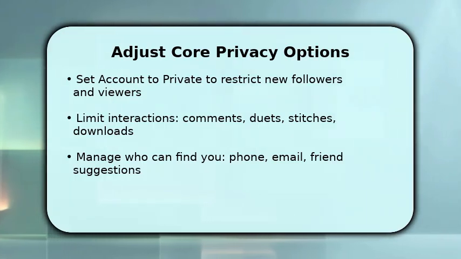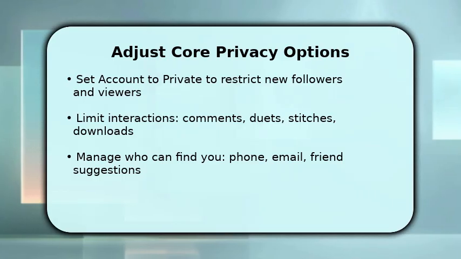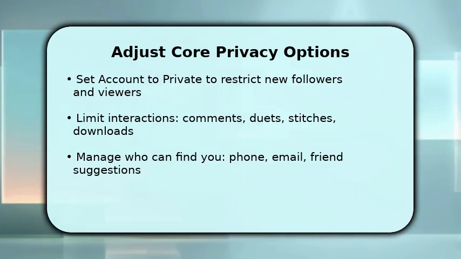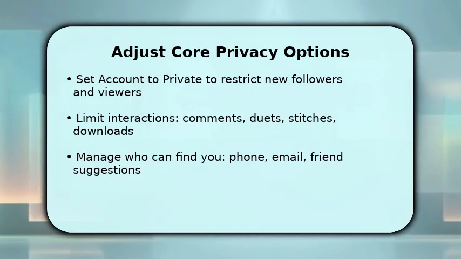Next, go through interactions. Set comments, duet, stitch, and downloads to friends or off to reduce unwanted contact. Then, in Discoverability, disable Allow others to find me by phone or email to limit searchability. Once set, review following and block lists to prune access. These choices directly reduce exposure.